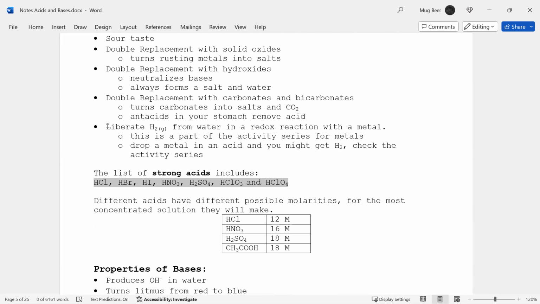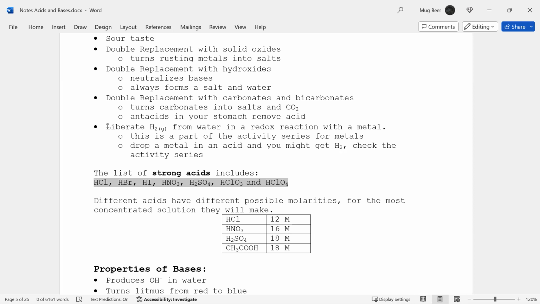Then we've got nitric, sulfuric, chloric, and perchloric. So when those guys enter water, the H's come off. It's a little bit of a misnomer with sulfuric acid because there are 2 H's. Only one of those H's comes off. The second one, when it comes off, it's not a strong acid, it's a weak acid. So there are literally millions of acids. 7 of them are strong. All of the rest of them are weak.